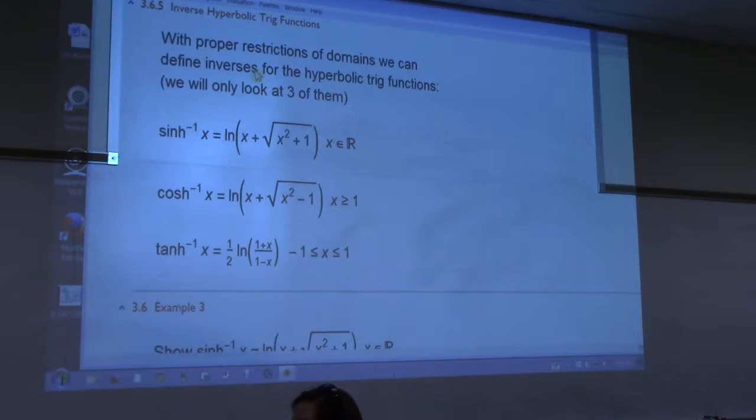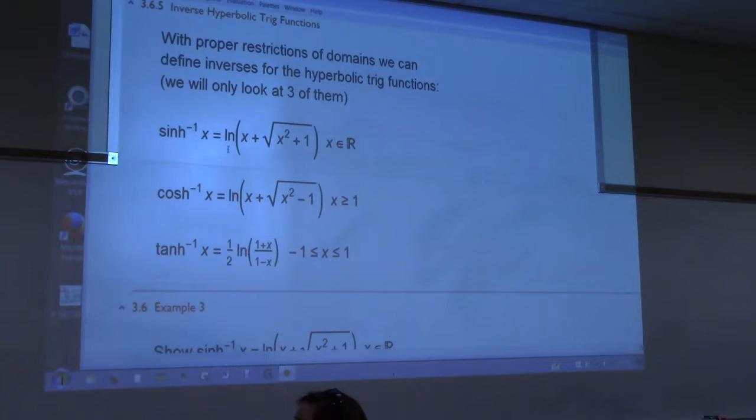And these are the definitions of the inverse hyperbolic trig functions: sine hyperbolic inverse, cosine hyperbolic inverse, tangent hyperbolic inverse. And those are their definitions right there. Pretty ugly. The hyperbolic inverse sine of x is natural log of x plus the square root of x squared plus 1 for all x in the reals. So as long as x is a real number, this is defined.